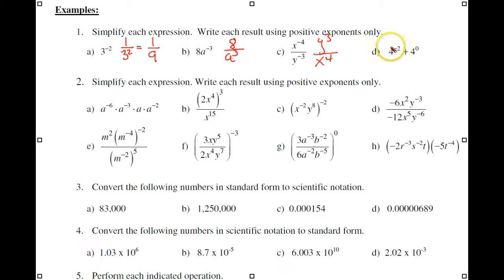Now here, this is just a little tricky. This becomes 1 over x to the second, which is 1 over 16. Anything to the 0 power is 1, but I'm going to write this one as 16 over 16. Why? Because I have to add them. And this then becomes 17 over 16. Okay, let's go on to the next part.